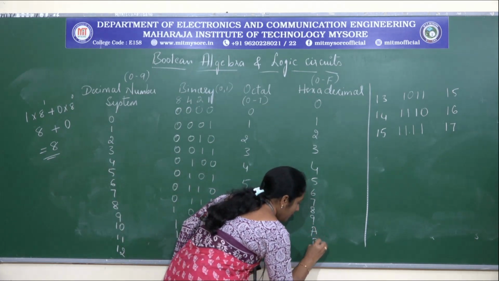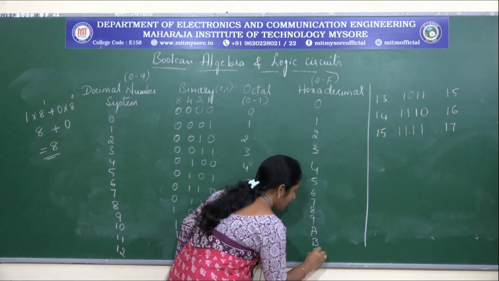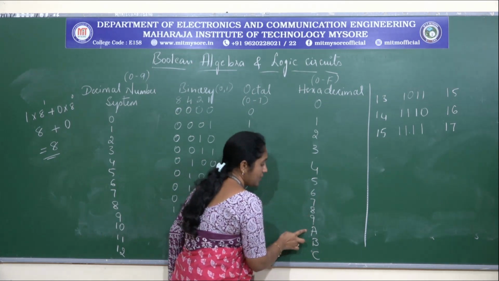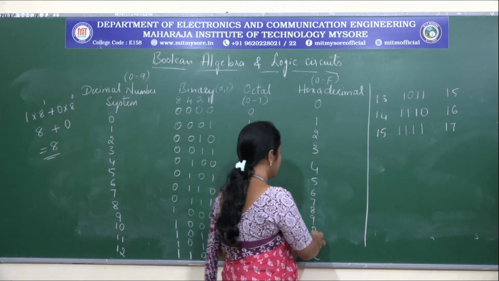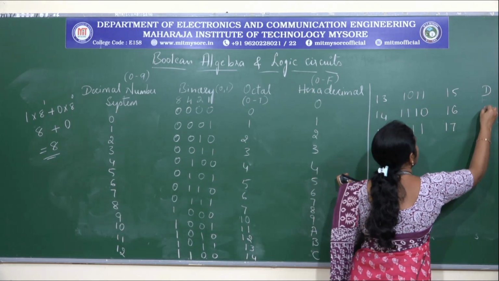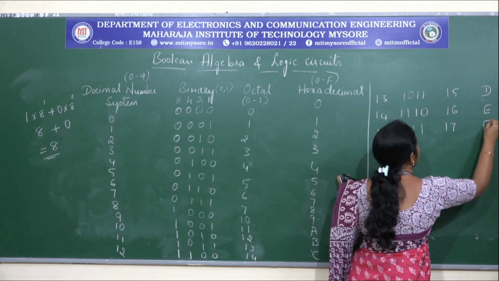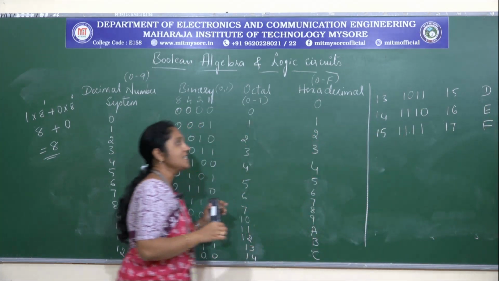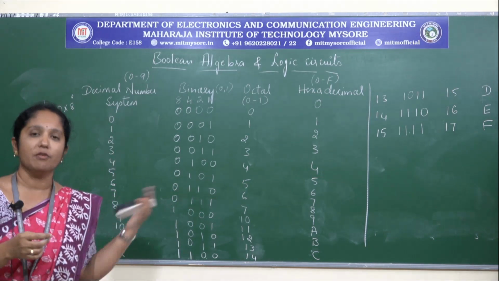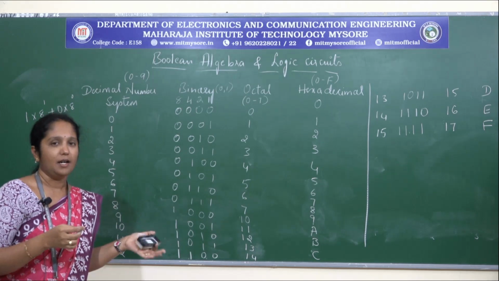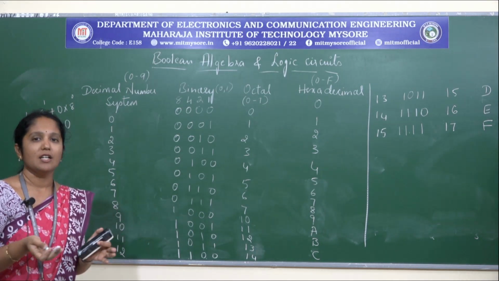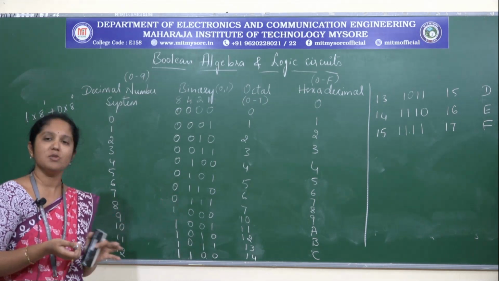So A, B, C, up to 12 we need to write: this is 9, 10, 11, 12, yes, A, B, C. And how do we represent 13? D, 14? E, 15? F. So these are the different number representations we use in logic circuits, or digital design. These are the different number systems we use.